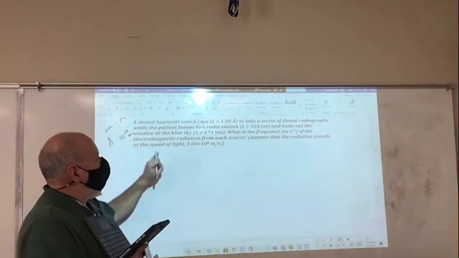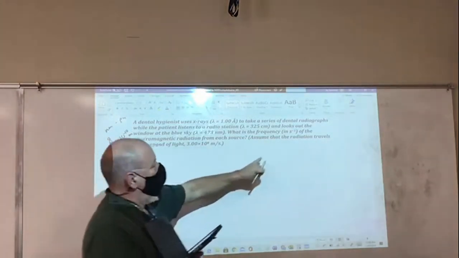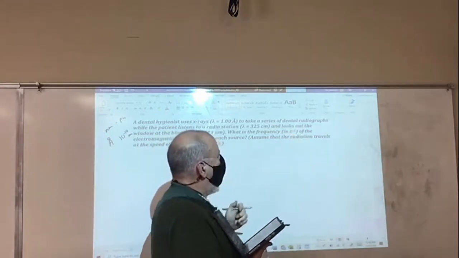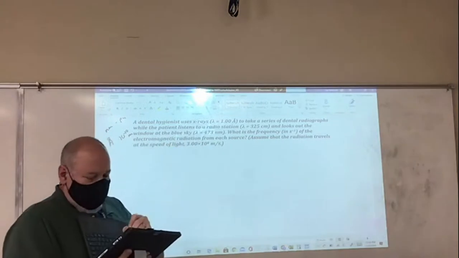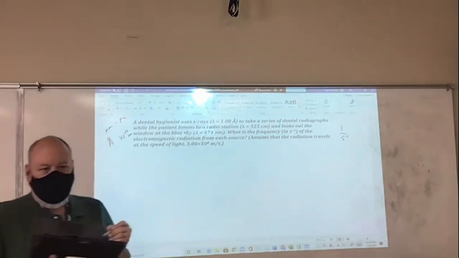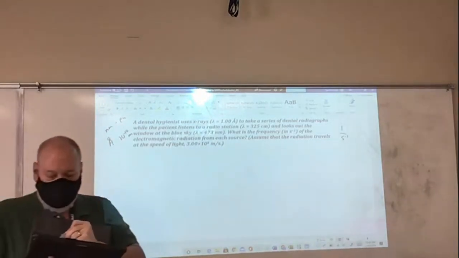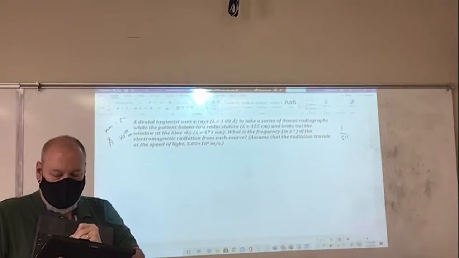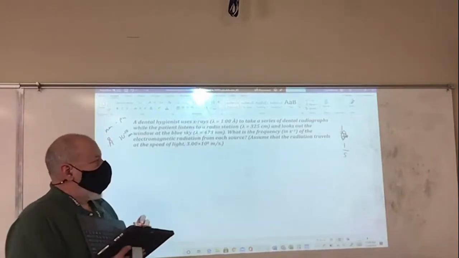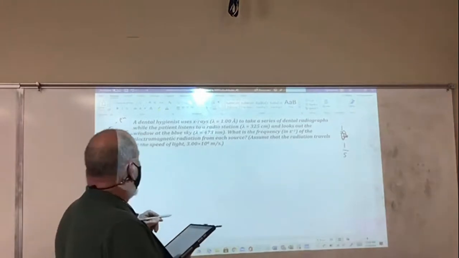What is the frequency in, and what did we say this unit was? S to the negative first, or 1 per second, 1 wave per second, right? That's what that means, 1 wave per second. The negative shouldn't be there. But that means it's 1 over seconds, right? 1 per second, and that's a hertz, right?